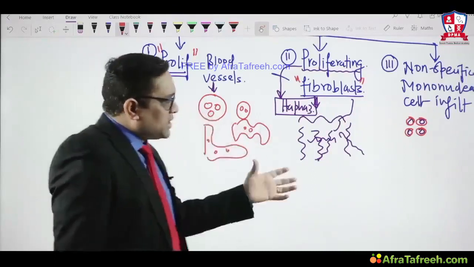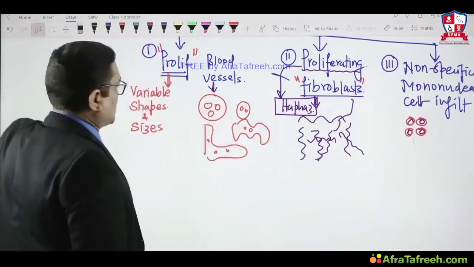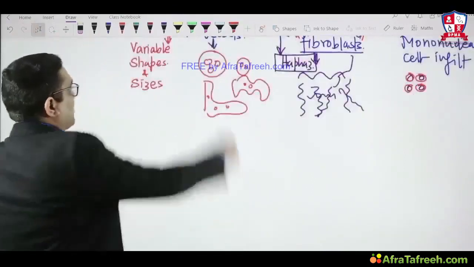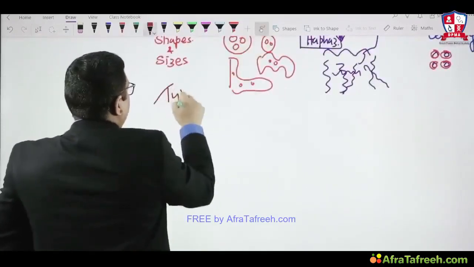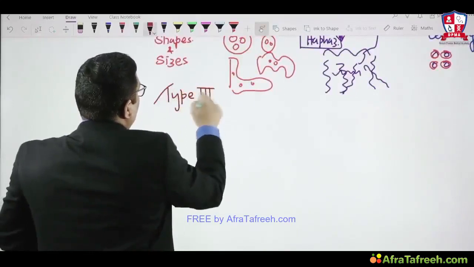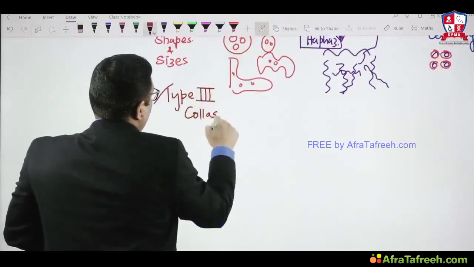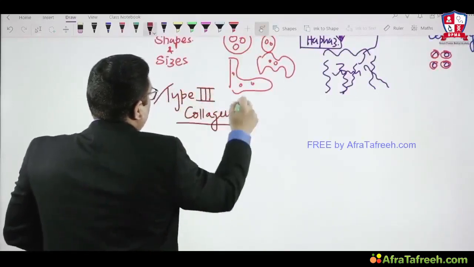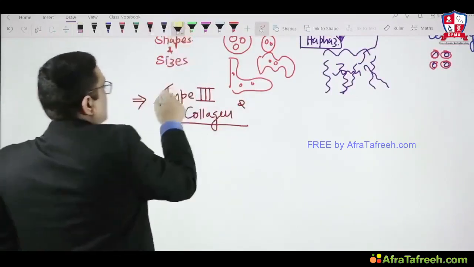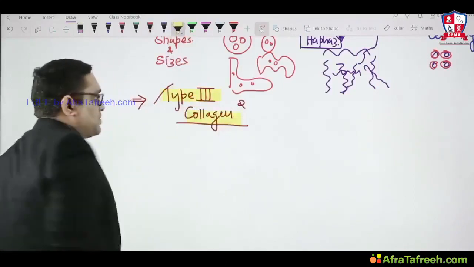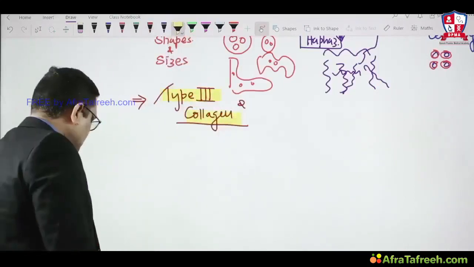And whenever you see granulation tissue, the examiner may ask which type of collagen will be present in this granulation tissue. So always remember, granulation tissue will have type 3 collagen, which was the question in both the All India and AIIMS exams. This was the question, right? So just keep that in mind. Type 3 collagen will be present in granulation tissue, right?